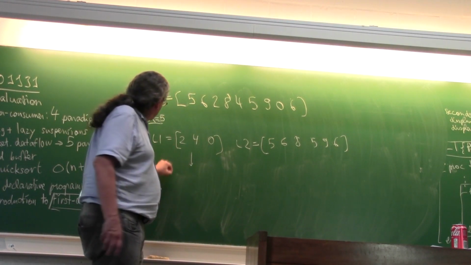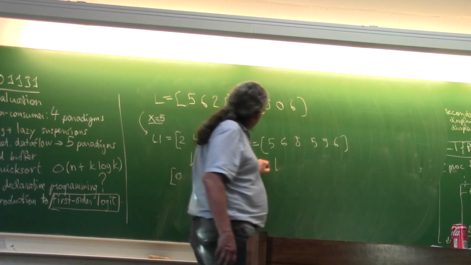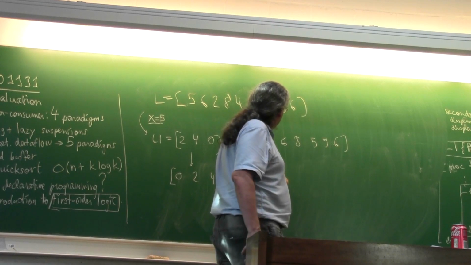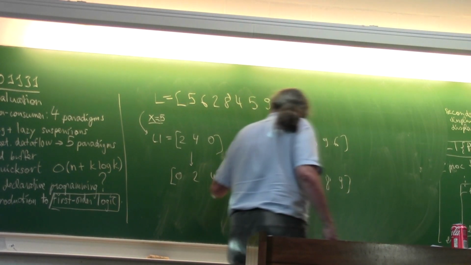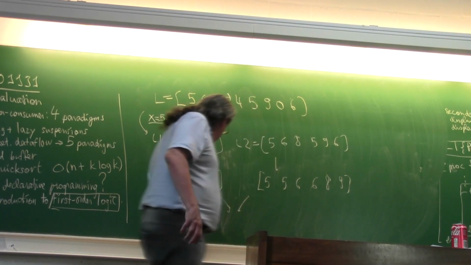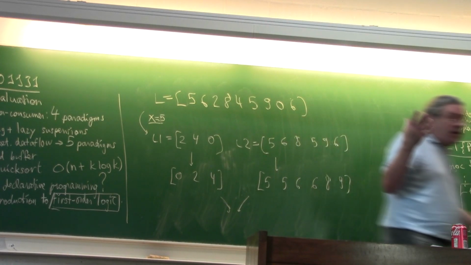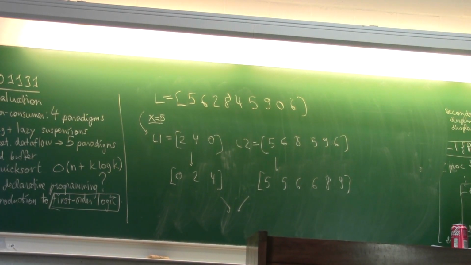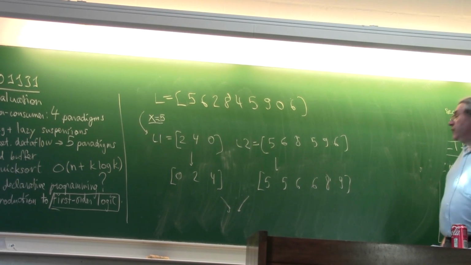Then I do a recursive sort. So here, 0, 2, 4. Here I do recursively 5, 5, 6, 6, 8, 9, and then I just append them together. 0, 2, 4, 5, 5, 6, 6, 8, 9. That's simple. A simple divide and conquer algorithm, invented by Tony Hoare in the early 60s.